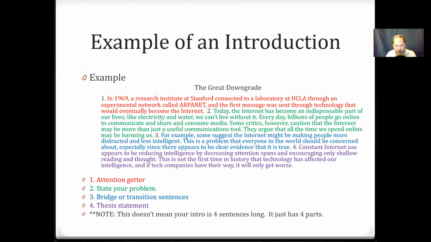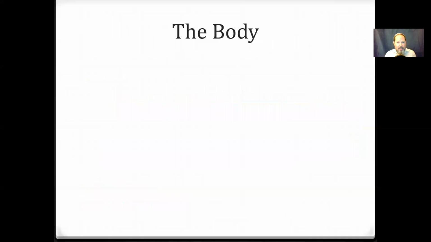Your intro is not just 4 sentences long, but it does have 4 parts. Look at how each part is multiple sentences. This is a well-developed introduction. But now we're moving on to our body paragraphs. And this is really the meat of the sandwich, right? This is the most important part probably of your entire essay, because it's where you're proving your argument.